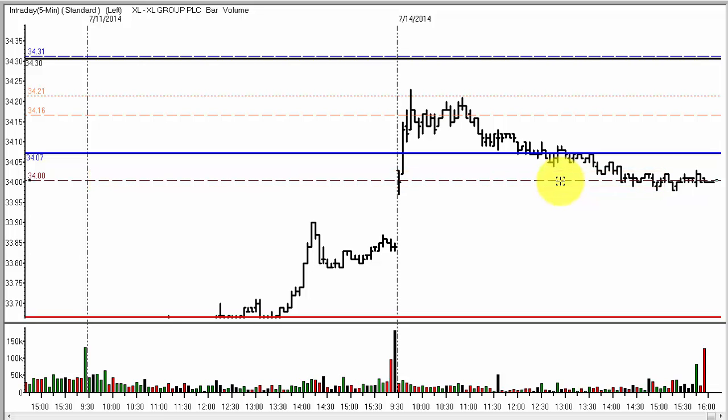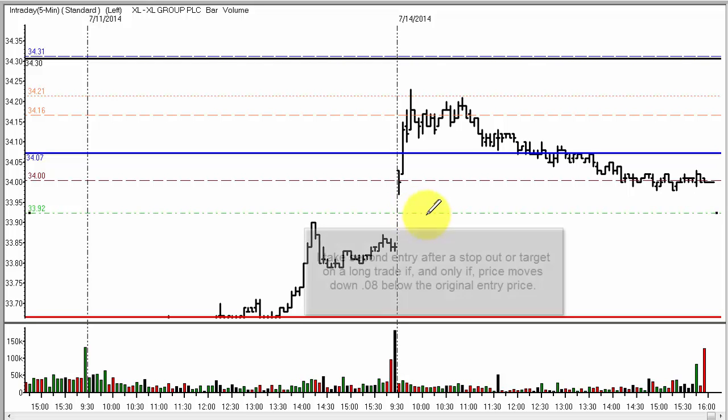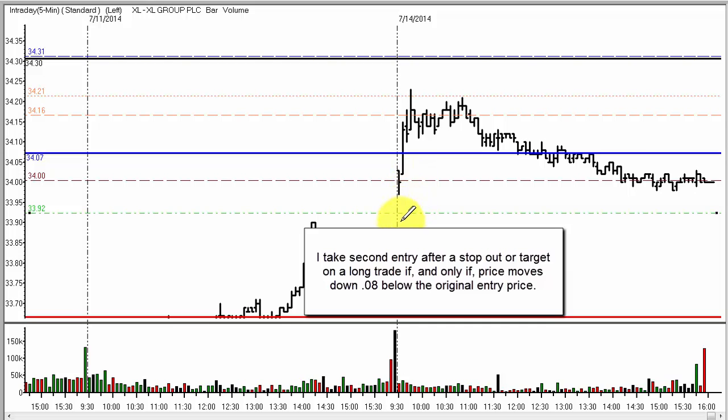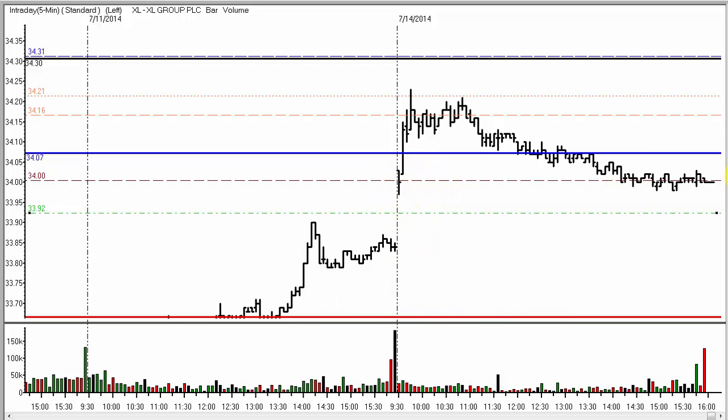So now, if price were to come back down again, if it hits 34 even, I'm going to get out of this trade, right? I'm going to close out the trade. My hurdle for a possible re-entry is it's got to come all the way back down to $33.92. If it comes back down to this line after it stops out at this line, I'm going to take another entry when it moves back through 34, but that didn't happen today.